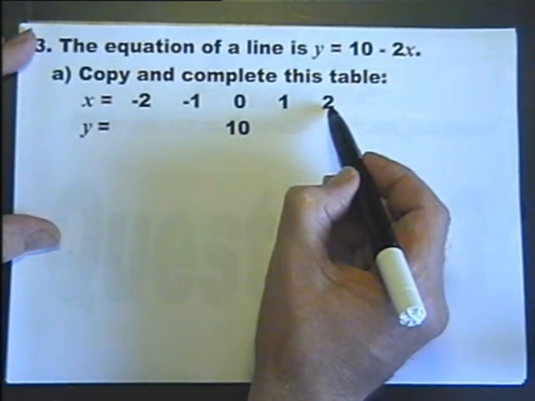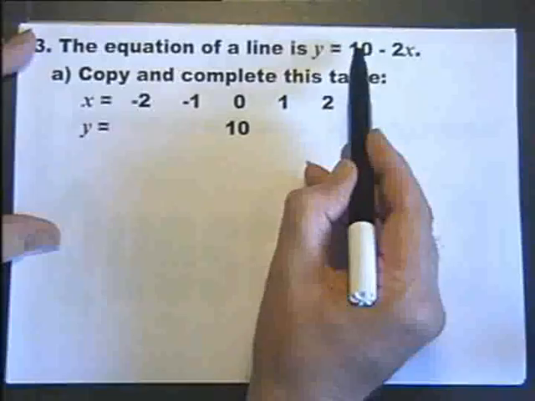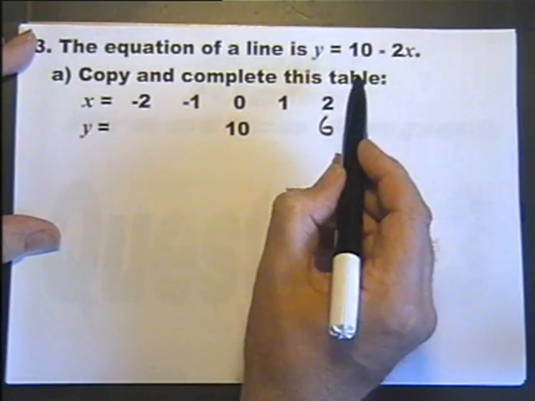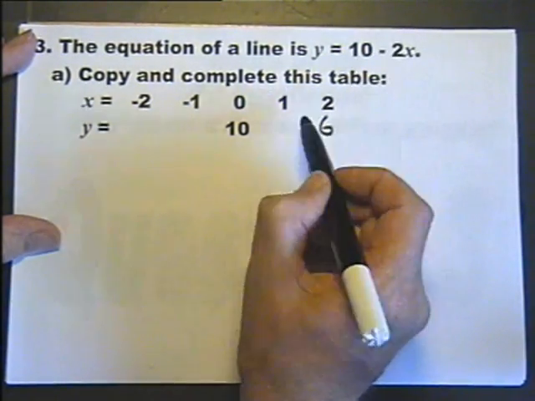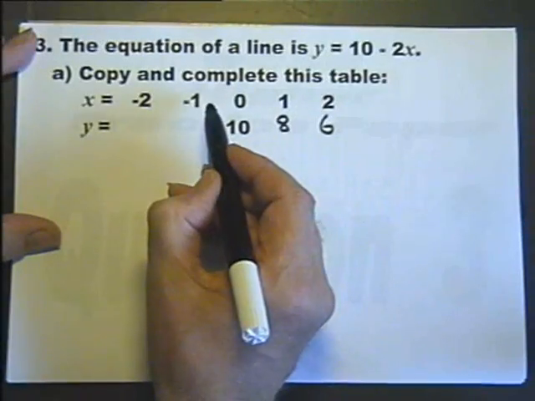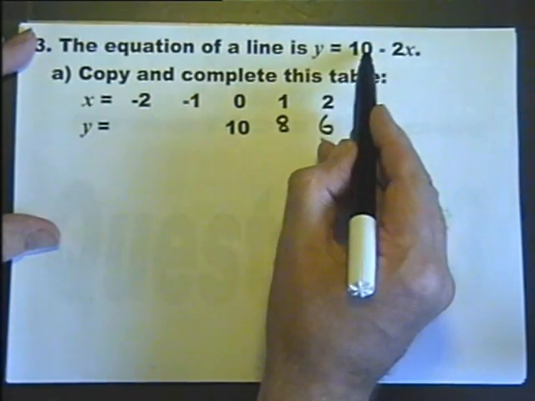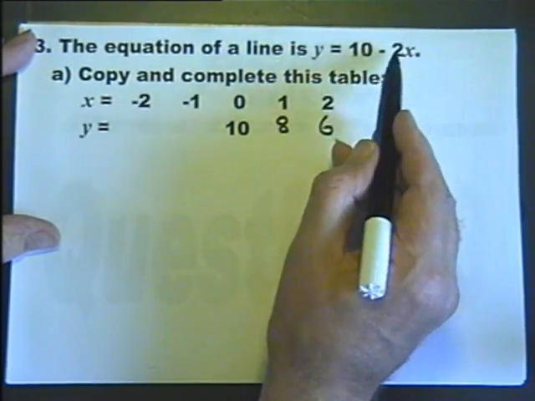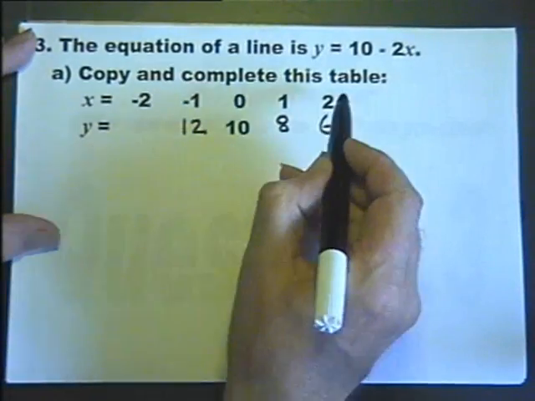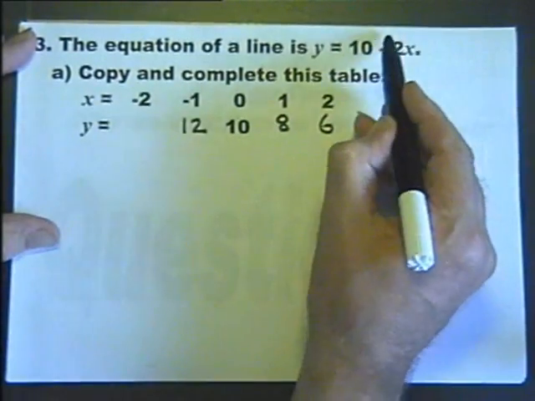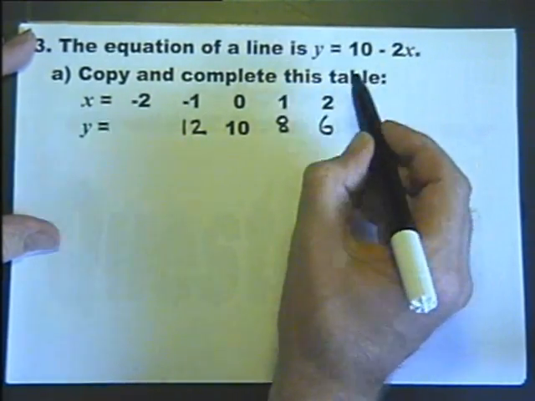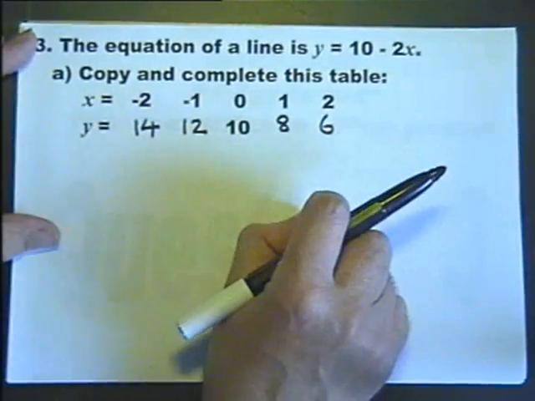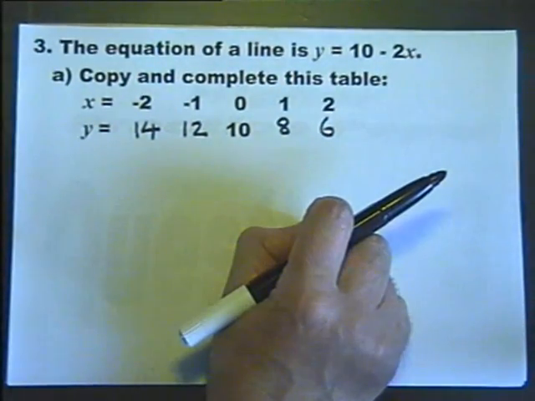Let's use the positive values first, because it tends to be easier. y is 10 minus 2 twos, which is 10 minus 4. When x is 1, y is 10 minus 2 ones. When x is minus 1, y is 10 minus 2 times minus 1, which is plus 2, so that's 10 plus 2, which is 12. x is minus 2, so that's minus 2 times minus 2, which is plus 4, 10 plus 4. Notice the pattern, and if you notice the pattern, then you can be fairly sure that things are going to be right.